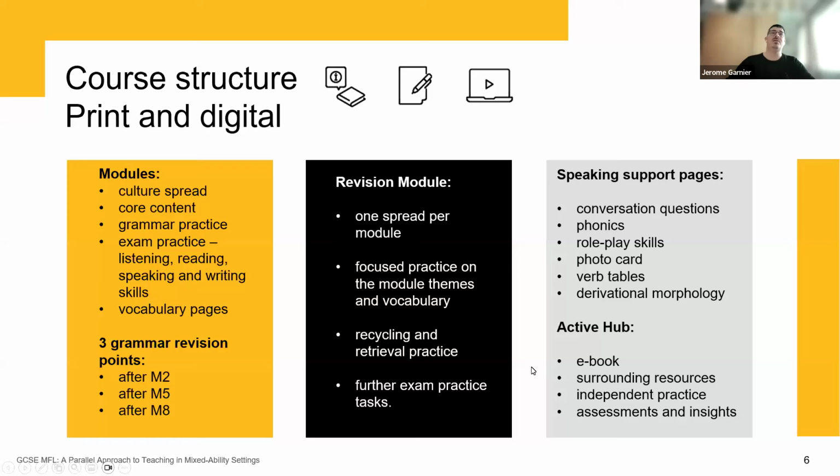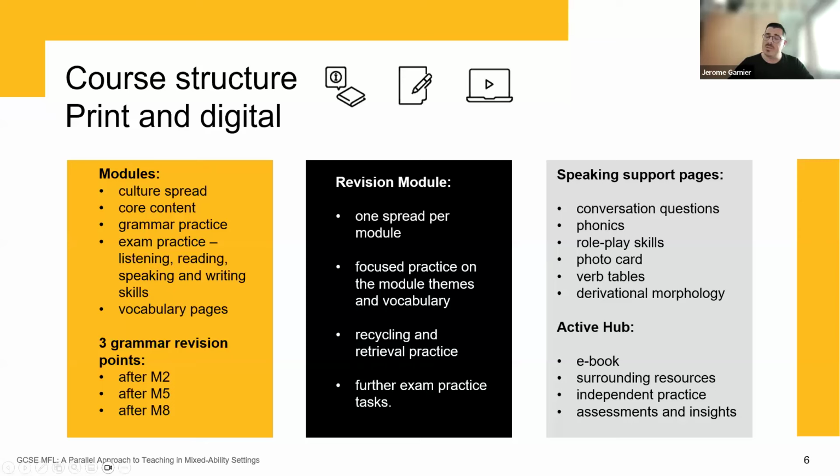In terms of the student book, they are made of 8 modules, and each module contains a culture spread where the students are exposed very methodically to the culture of the target language countries. There is the core content, and some grammar practice at the end of each unit, which allows the students to practice the grammar in context. We also have some exam practice for the listening, reading, speaking, and writing skills, which also include the new assessment skills, such as the dictation and the reading aloud. And there are also vocabulary pages.